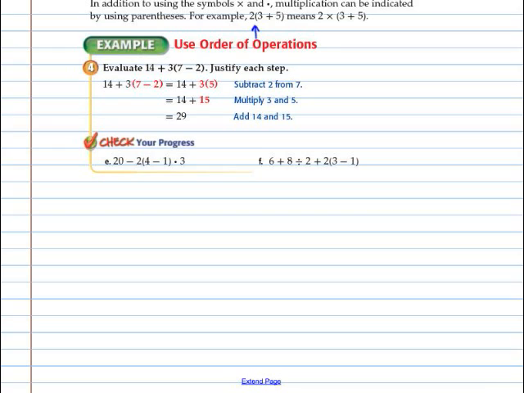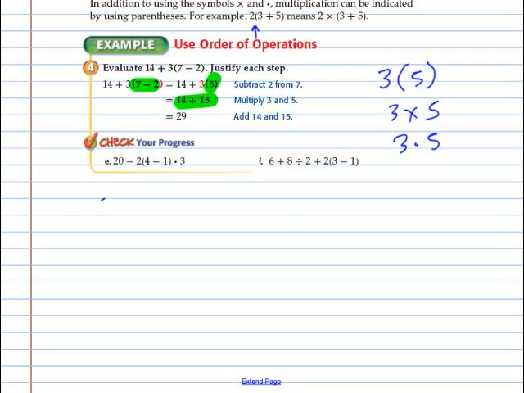So in example number 4, the first thing you would do is work within the parentheses. 7 minus 2, which is 5, gives you 5 right here. Now your second step is to multiply this 3 times 5. So this, in effect, means the same as this. Actually simpler, easier, shorter. Then 15 plus 14 is 29.